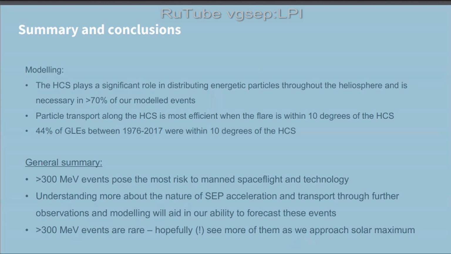These events are very rare. We've had 73 GLEs in the last 80 years. I always say hopefully we'll see more of them. Some people obviously don't want to see more giant events, but as we approach solar maximum, hopefully we'll get more data to look at. Thank you.